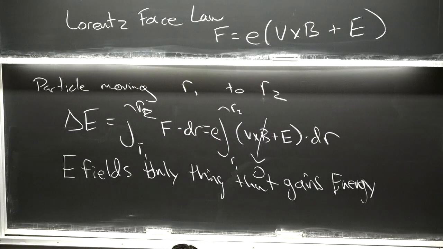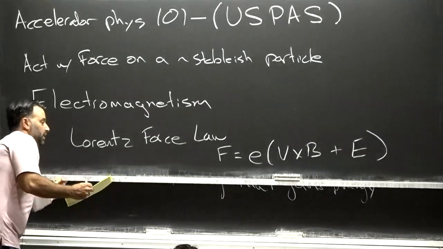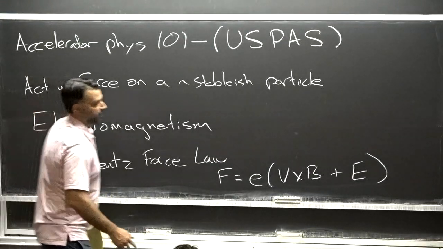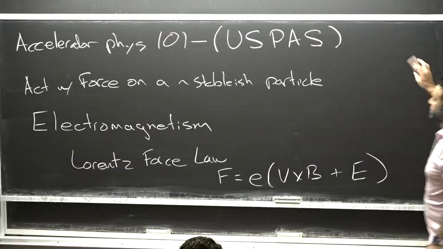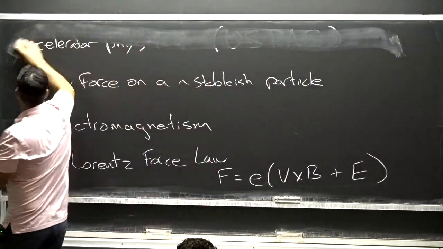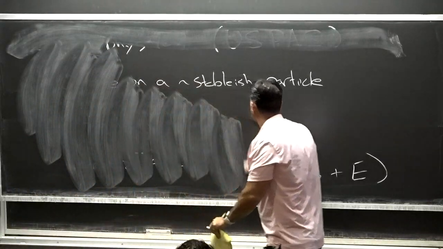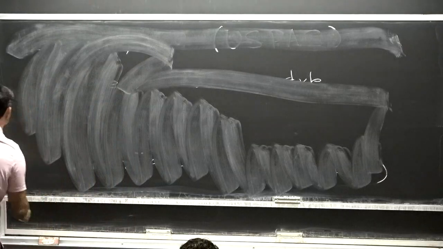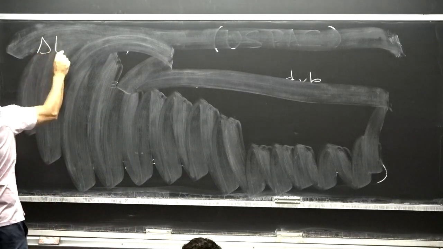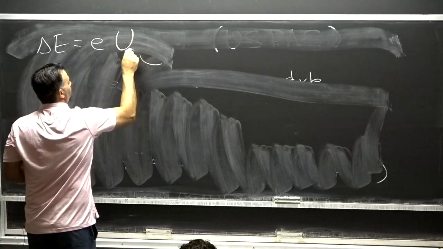Okay? And so that's why all we really care about in terms of our energy gain, for what is the shortest distances that we can access, is just the potential difference that a charged particle experiences. Okay? So our delta E is simply going to be E times U, our potential it experiences.